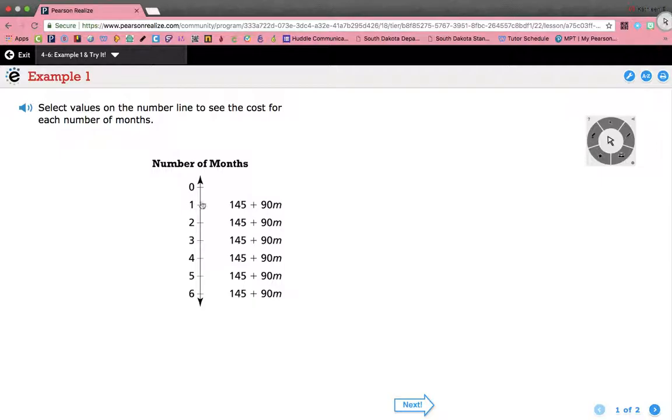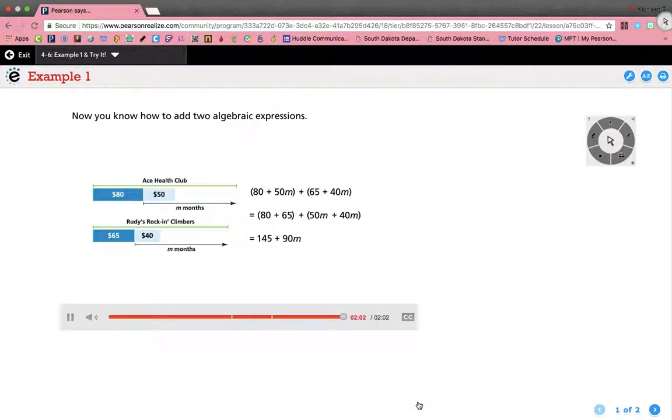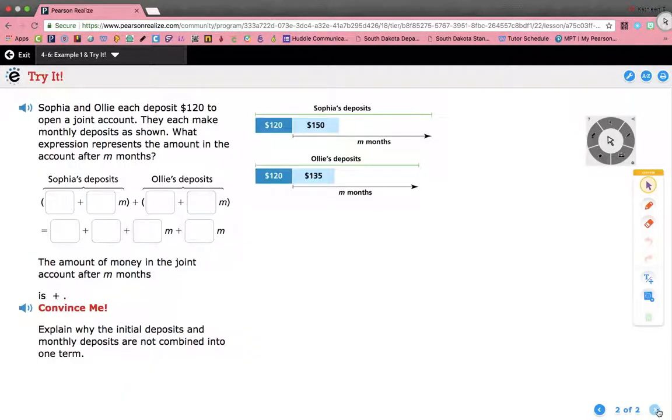Well, here it's telling us that if M is 1, if they only do it for 1 month, they're paying $235. If they're part of those gyms for 3 months, they're paying $415. For 4 months, it's $505. For 6 months, it's $685. That's where that substitution for 4.1 comes into play. Once we know the number of months, we can solve the equation. This takes us back there, so let's move on to here.